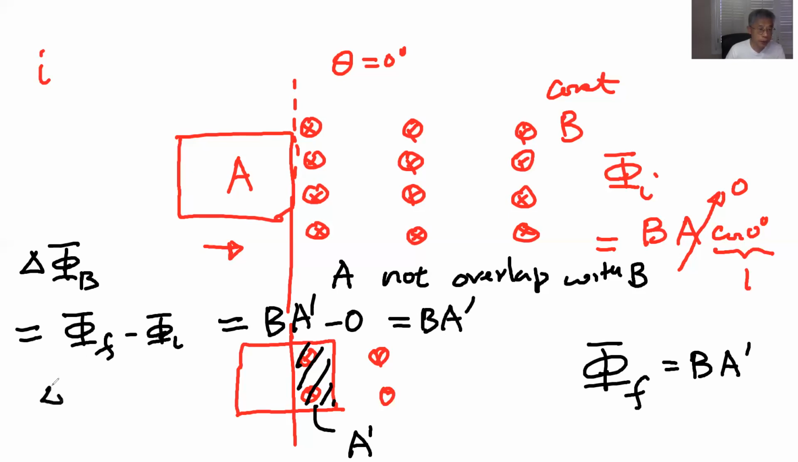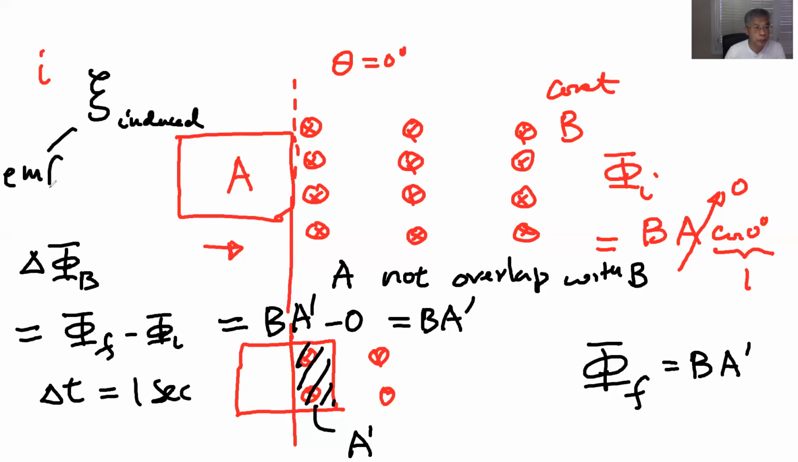And let's say we have a delta T here. Delta T, let's set that to 1 second. So what does Faraday's law of induction say? The induced EMF is equal to minus delta phi B over delta T.